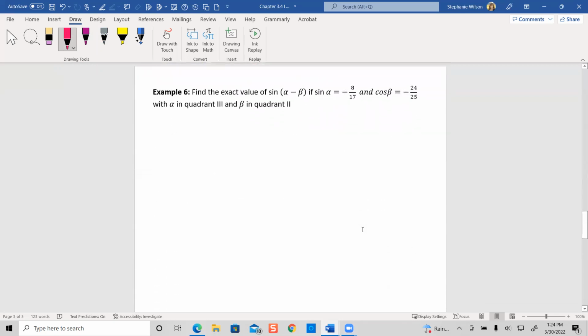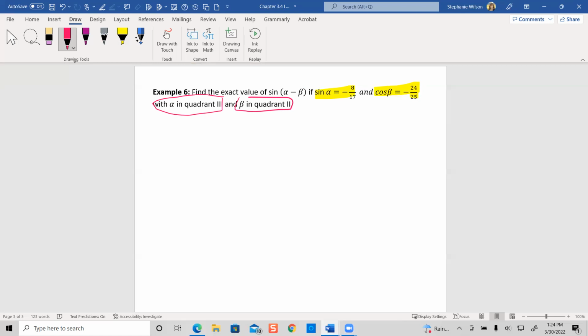Okay. Number 6, find the exact value of sine alpha minus beta, when you know that sine alpha is negative 8/17, and the cosine of beta is negative 24/25. All right, so now that we know that much, we'll go grab the identity that we're going to work with. And also, let's just write this down. So it says beta is in quadrant 2, alpha is in quadrant 3. So this is important information as well.